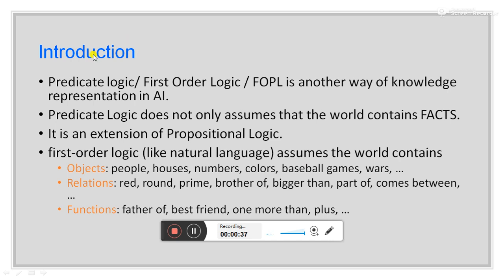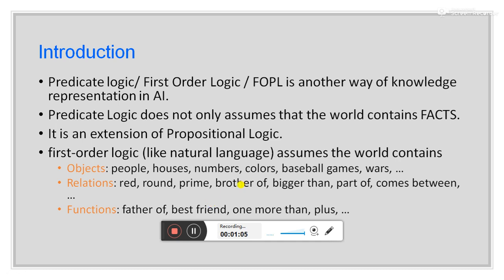Introduction. As we know, to design an artificial intelligence system, we need to build a knowledge base so that the system is able to take decisions. For knowledge representation, we have some knowledge representation techniques.